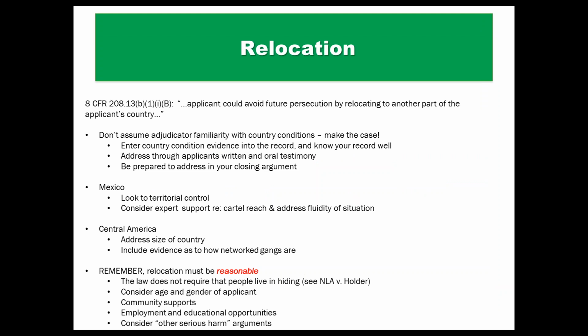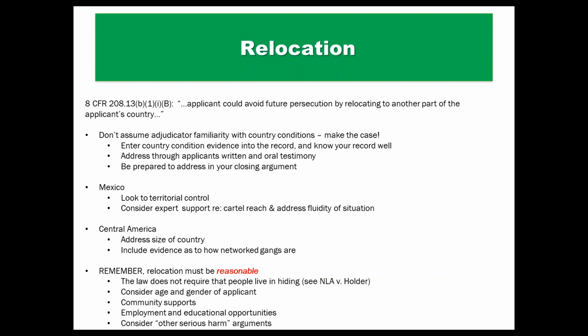Because I think this is particularly in Central American cases, it's easy to neglect this because for those of us that have been working on Central American cases, it's very clear these are tiny countries. Persecutors, abusers can track down our clients anywhere. We're all aware that the gangs are networked and so forth. But again, because we have so many new adjudicators, it's not safe to assume that the judge understands that. So go ahead and make sure that you're making that argument, that you're supporting it with country condition information.